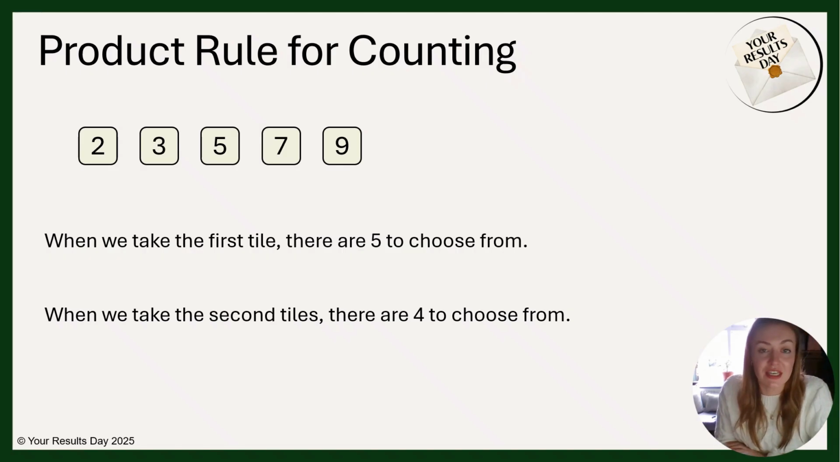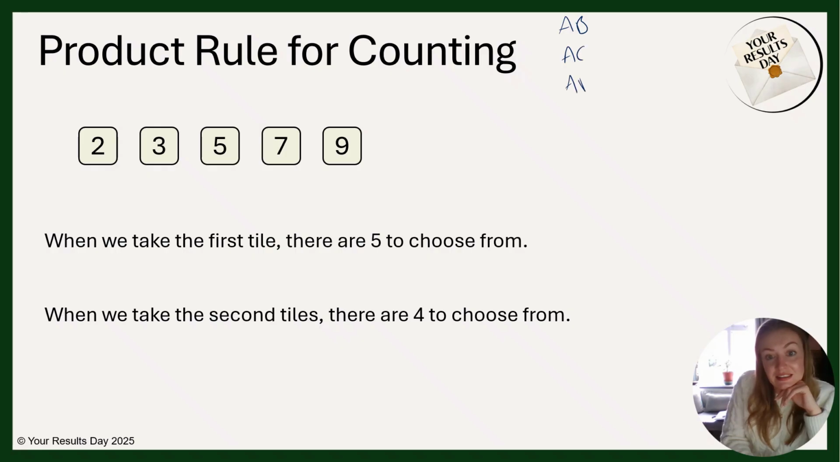We then have this thing called the product rule for counting, and that's about how many outcomes there are. You don't necessarily have to list them all, but you do have to be able to say how many there are. So in the example with my A, B, C, D, there were 6 different combinations. We had A and B, A and C, A and D, then B and C, B and D, and C and D. Total 6 combinations.